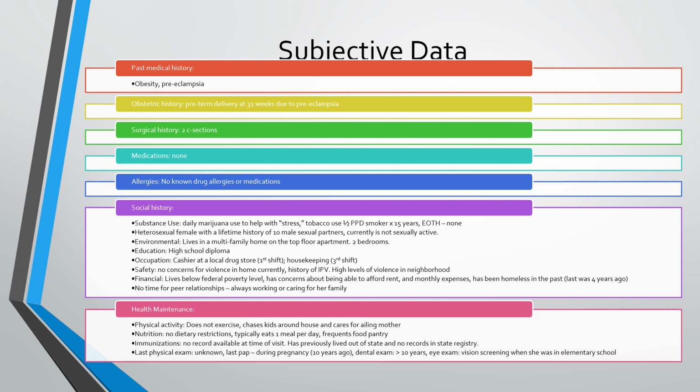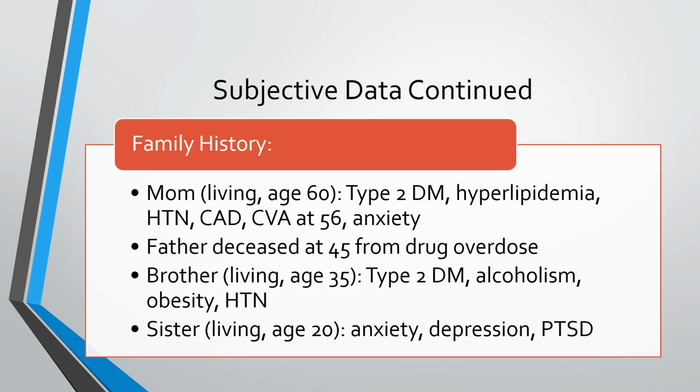Immunization, so she's got no records to review. She has lived out of state, so additional work will be needed to collect what immunization she's had. It's been several years since her last PAP. She has not had a dental exam in over 10 years. She doesn't have dental insurance. And then she hasn't had her eyes checked since she was in elementary school, so probably about 20 years ago.